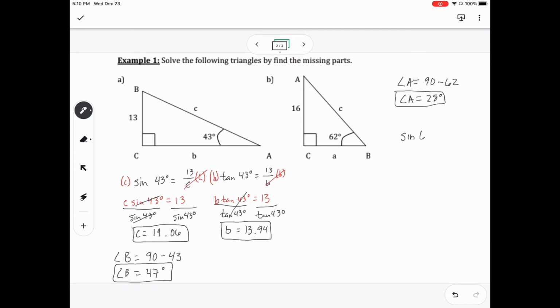So I'll use sine because I know the opposite side of the angle 62. So I'll use sine 62 degrees equals 16 divided by c. Multiply both sides by c to get c out of the denominator. Divide both sides by sine of 62 to get c by itself, which gives me 18.12.